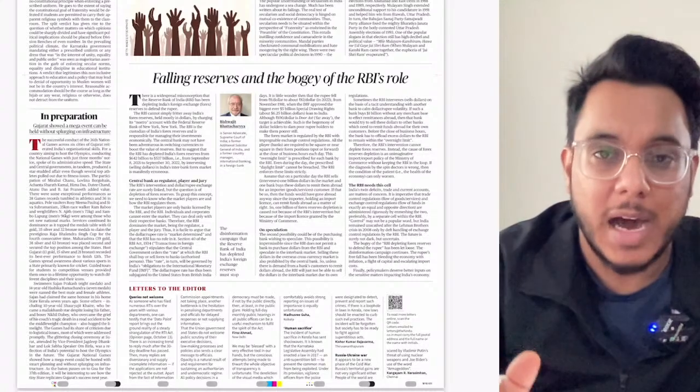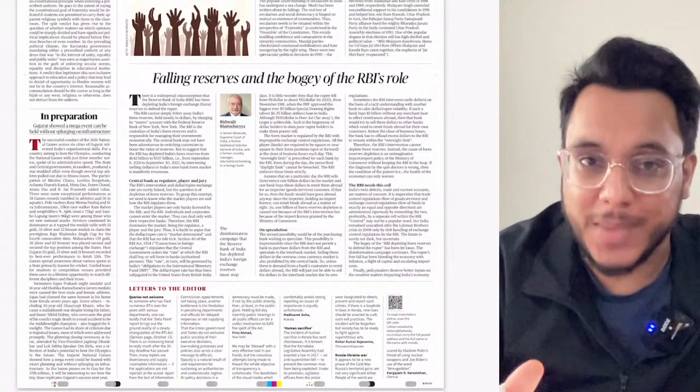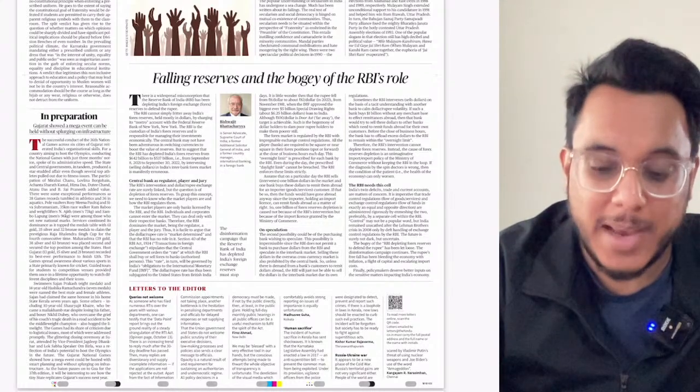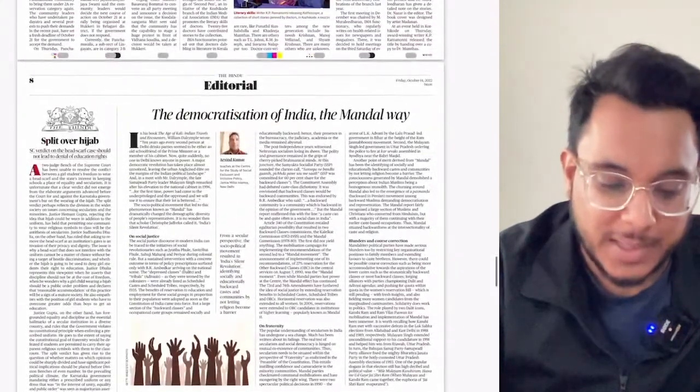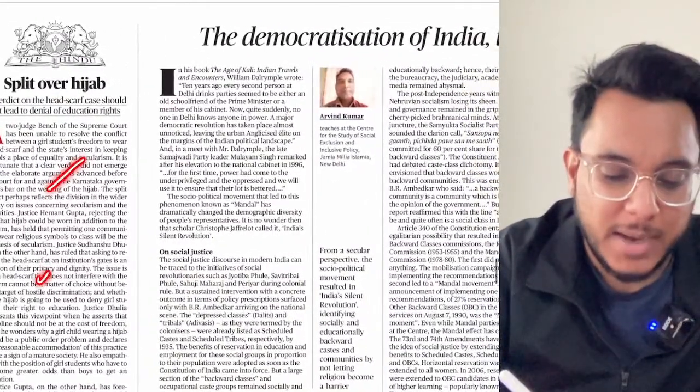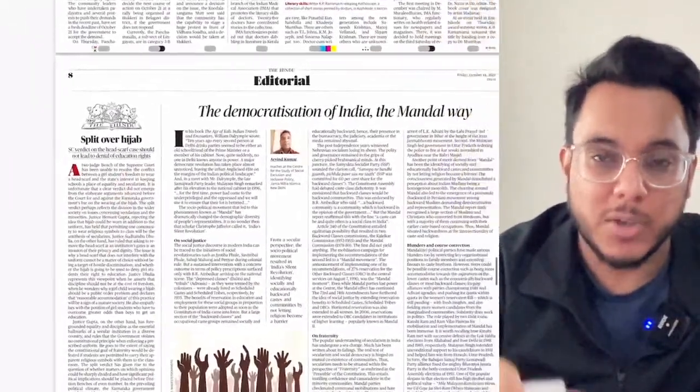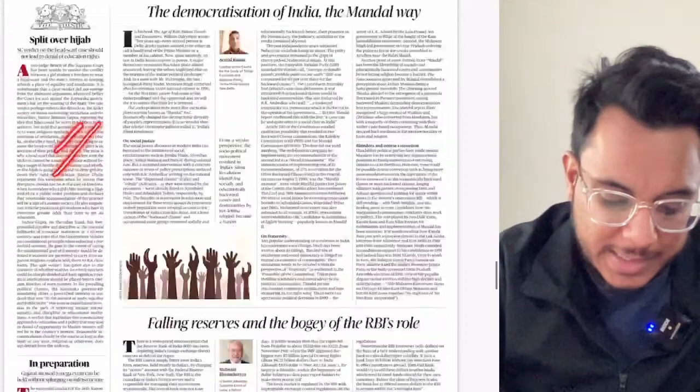So the role of the RBI in times when, for example, now the rupee has declined a lot. So what is the RBI's role in such conditions? We'll see this article. Then further moving on, split over the hijab. This particular article is also talking about the Supreme Court judgment on the hijab issue. We'll see this article. Fine.